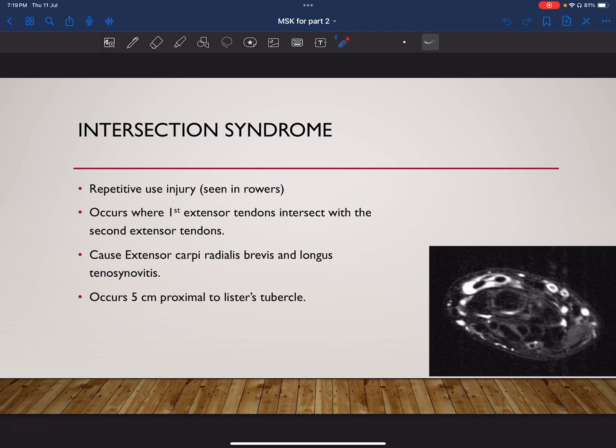Next, we move on to intersection syndrome. So again, I mentioned beforehand, the intersection syndrome involves compartment 2. So extensor carpi radialis brevis and longus tenosynovitis, a repetitive use injury seen in rowers, occurs where the first extensor tendons intersect with the second extensor tendons, right? So basically, first and second compartments intersect. There is overuse of the tendon, causing tenosynovitis of the second compartment muscles. It occurs 5 centimeters proximal to Lister's tubercle. See here.